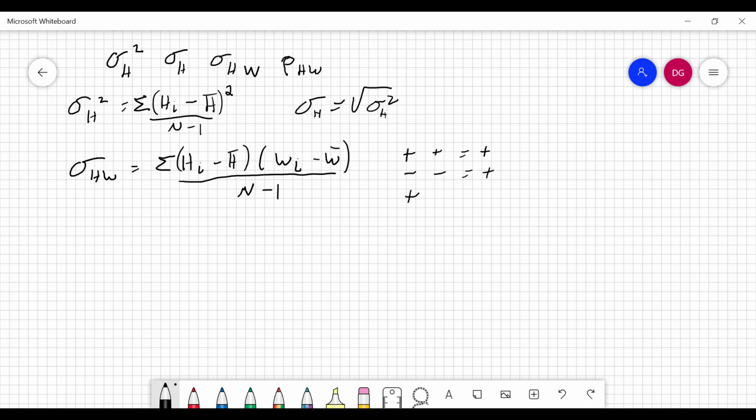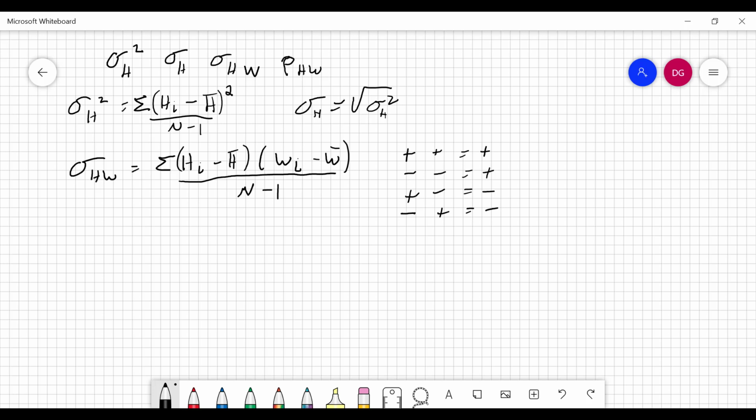But what if it's the case that if you're taller than average, you are also lighter than average? Well, if that's the case, then I'm going to get a positive number times a negative number. I'm going to end up with a negative number. And if you are shorter than average but also heavier than average, then I'm also going to get a negative number.